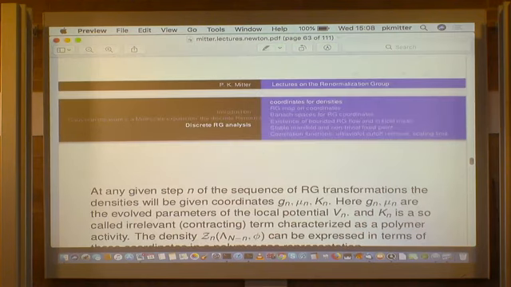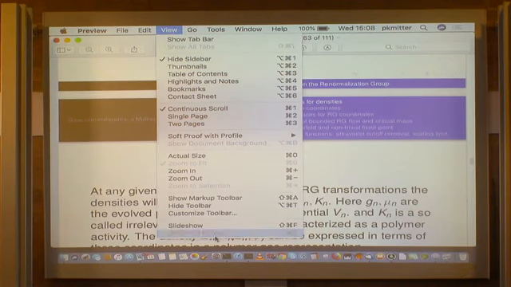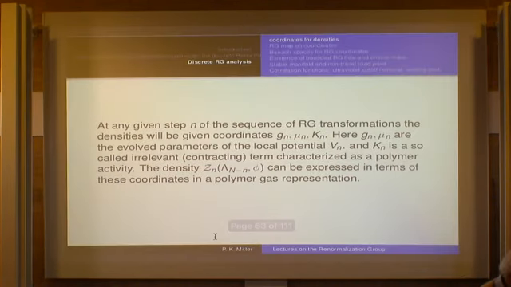Now, how do I go up? You have to go to full screen, I think. Full screen. Yeah. Full screen. View. Yes. A little better.